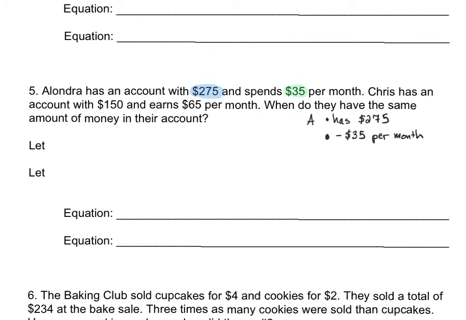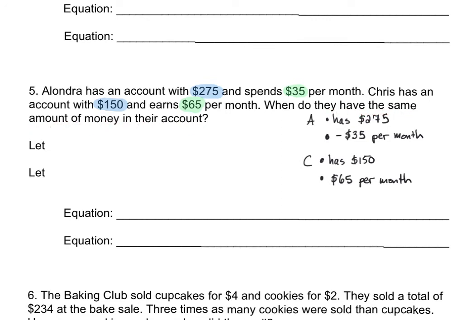The next sentence is, Chris has an account with $150 and earns $65 per month. Again, lots of information, same deal. He has $150 and earns $65 per month. Because he's earning $65 per month, I'm going to write this as a positive $65 per month. So now the question, when do they have the same amount of money in their account?